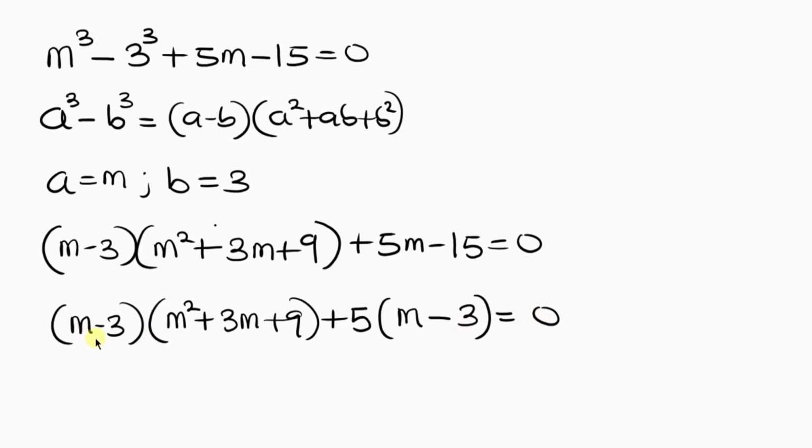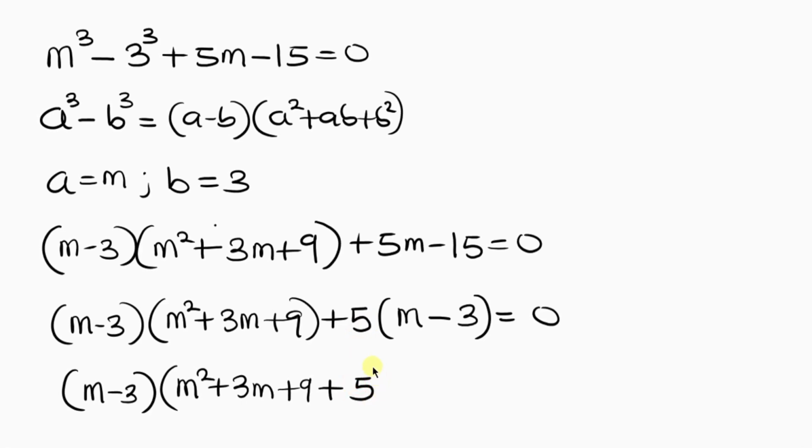Now notice that we have m minus 3 common. So we can factor out m minus 3 because it is common, and then open a bracket. So m minus 3 times m squared plus 3m plus 9 divided by m minus 3, I'll have this, which is m squared plus 3m plus 9. Very good. Plus 5 times m minus 3 divided by m minus 3, I'll have 5. So plus 5. Very good. And this is equal to 0.